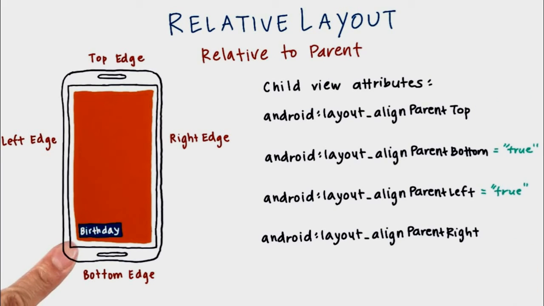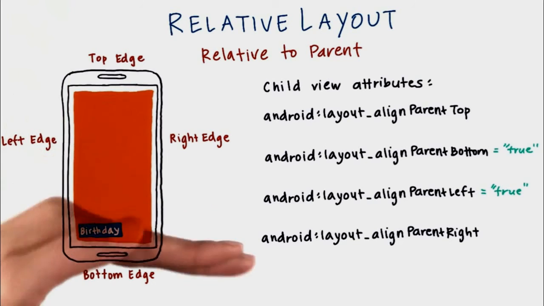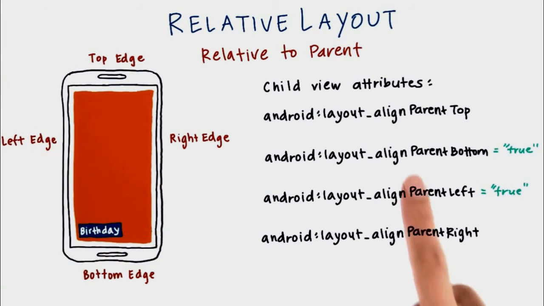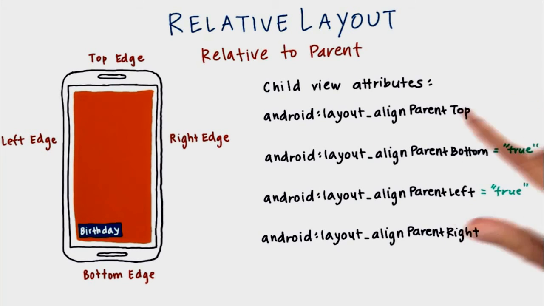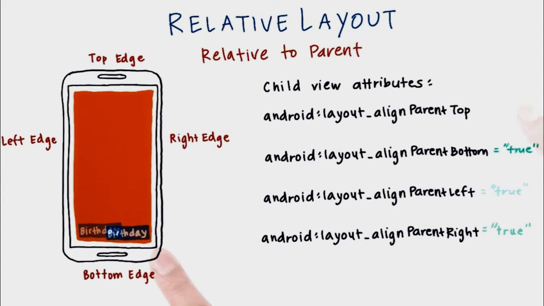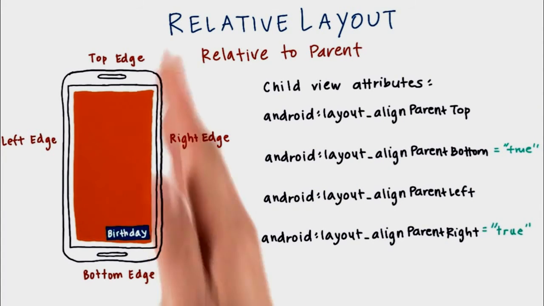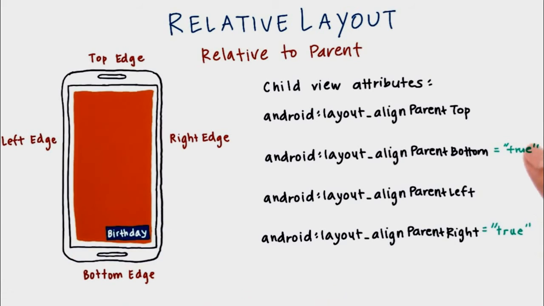For the bottom left corner, we're aligned to the parent's left edge and bottom edge. So we say align parent bottom equals true and align parent left equals true. These values are false, and they're false by default, so you don't need to include them in the XML code. And then for the very last corner, it's aligned to the parent's right edge and bottom edge, so align parent bottom and align parent right are equal to true. The other two are false, so we can leave them out of the code.